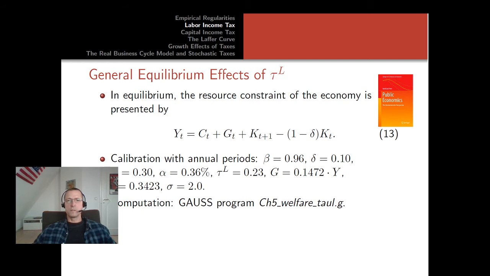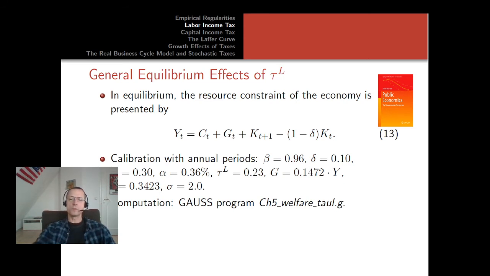Our calibration implies tax revenue equal to about 14% of GDP, so this will be equal to our government expenditures as well, as we assume a balanced budget. Now the computation is carried out in Chapter 5 welfare tau L point G, or also in the MATLAB program, Chapter 5 welfare tau L.m, and we will describe it in more detail in the next video.